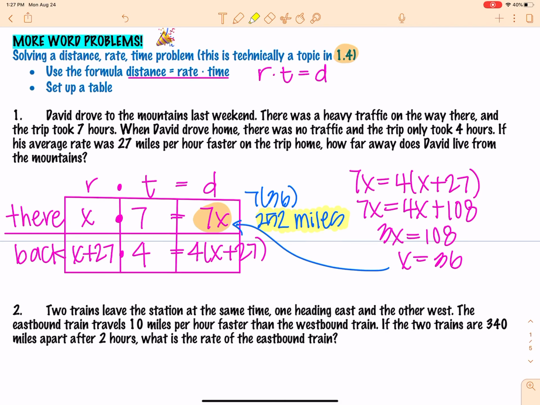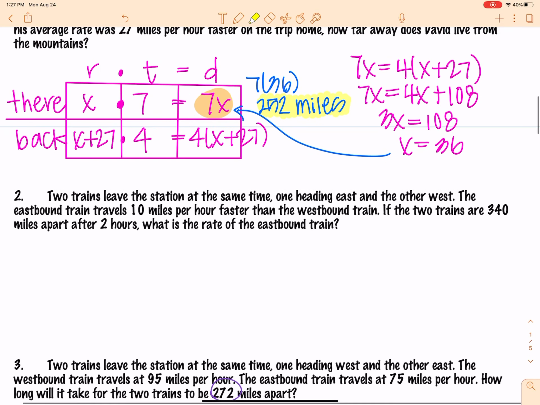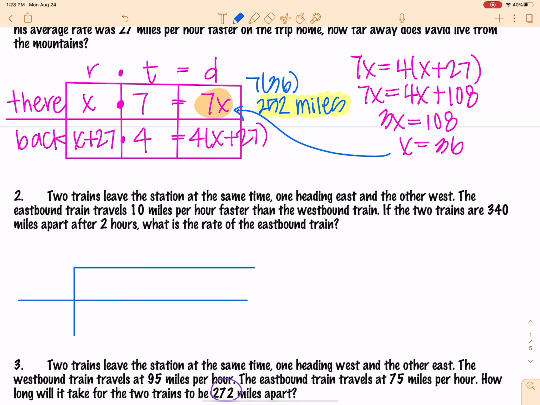All right, so now we can try number 2. So number 2, again, before I even start the problem, I can already start making my table. So I'm ready to go and read and fill in the 2 columns. And then on top of your table, you want to do rate times time equals distance.